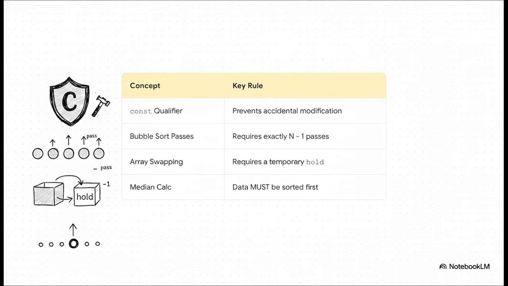Second, bubble sort passes. Remember that sorting an array of size n requires exactly n-1 passes. Third, array element swapping. Always use a temporary hold variable. You cannot swap elements safely with just 2 assignments. And finally, median calculation. Your data must be sorted before you even attempt to find the middle value.